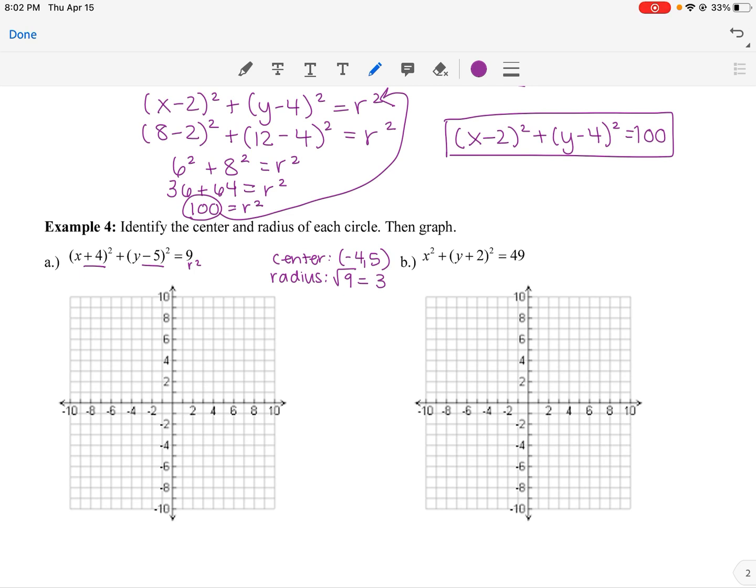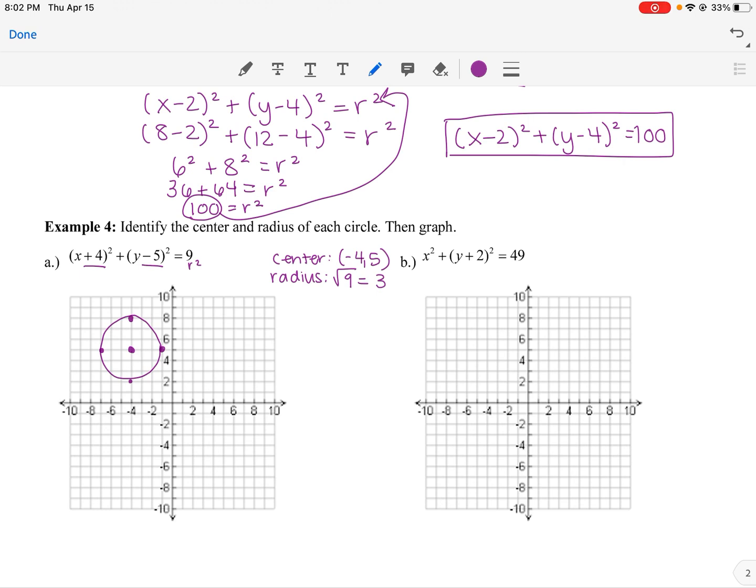Okay, to graph this, we're going to start at the center. So negative 4, 5. And then what I usually do is I go right 3 from that point. I go up 3, left 3, and down 3. And I connect those 4 dots to make a circle.